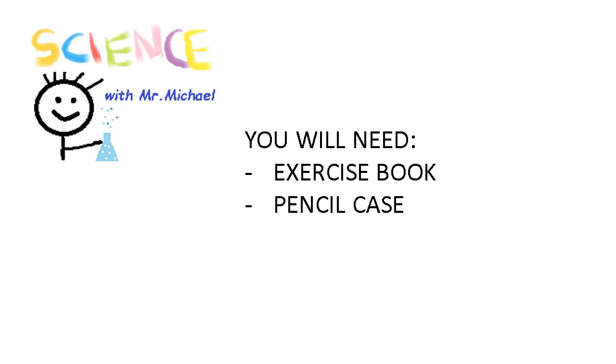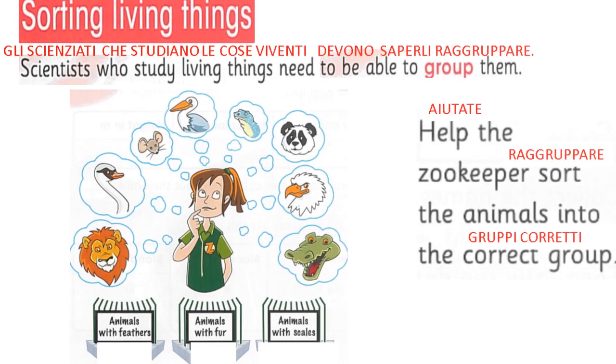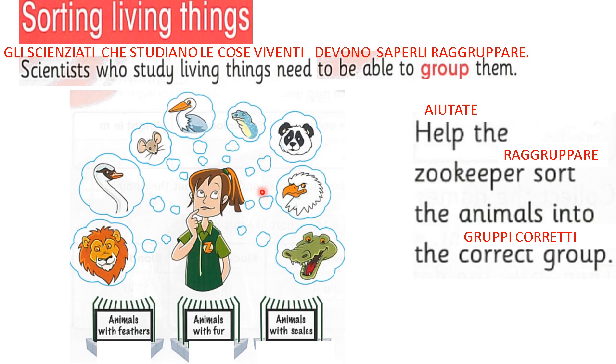Today you'll need your exercise book and a pencil case. In our last lesson, we looked at sorting humans by hair color, by eye color, and so on. Today, we're going to look at sorting other living things. Let's read together.